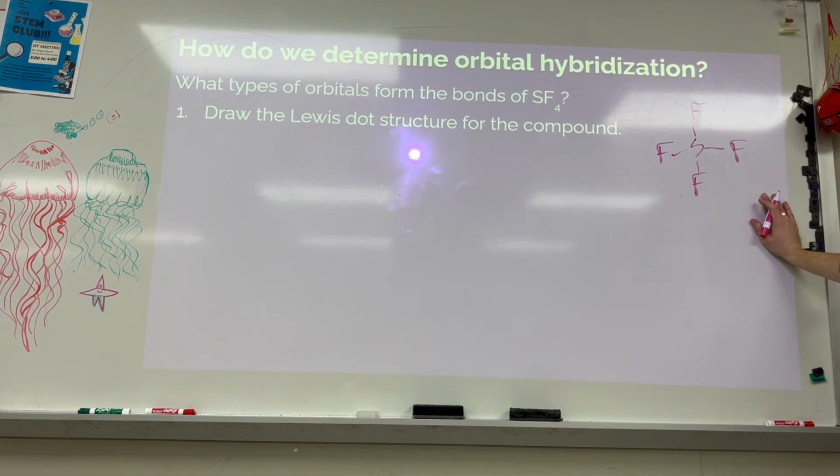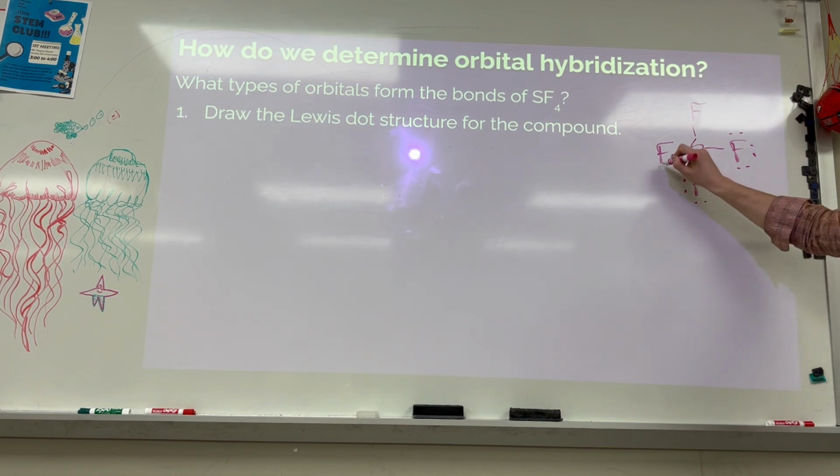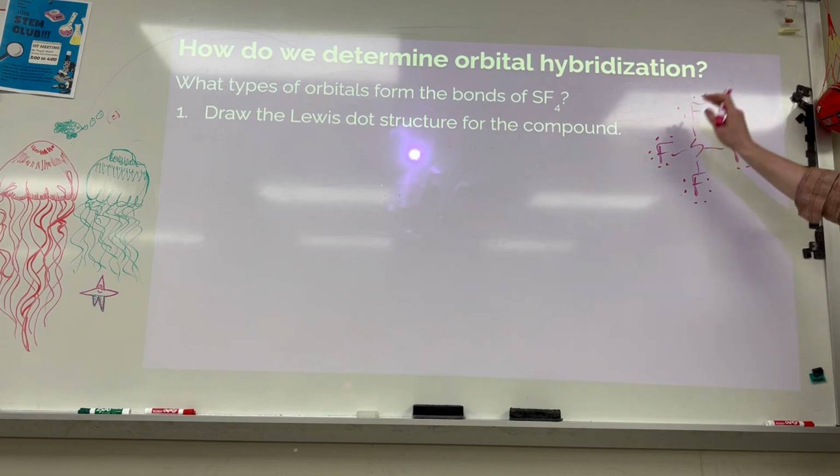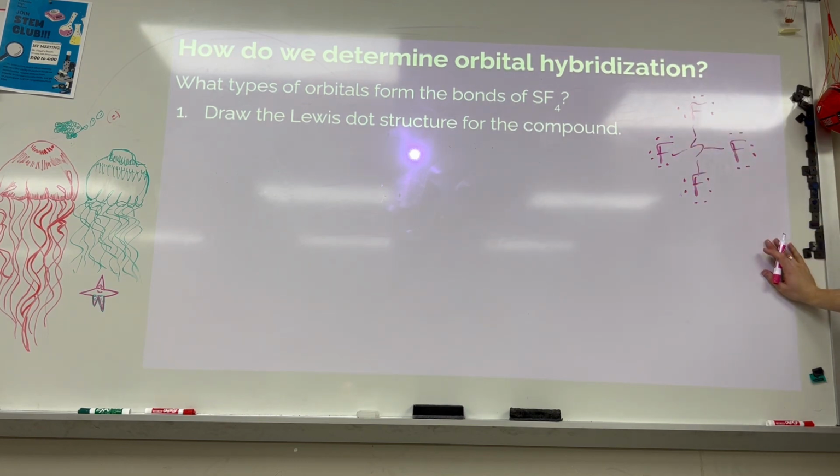How many electrons are we working with? No idea. 8 times a lot. Sulfur has 6. Fluorine has 7 times 4. That's 34. Let me just slap 8 on everyone and see how we're doing. 8 times 4. I'm missing some electrons. Give them to sulfur, because sulfur can do the expanded octet thing. That's right. Bam, that's our structure. Okay, so we're good. That's our first step.